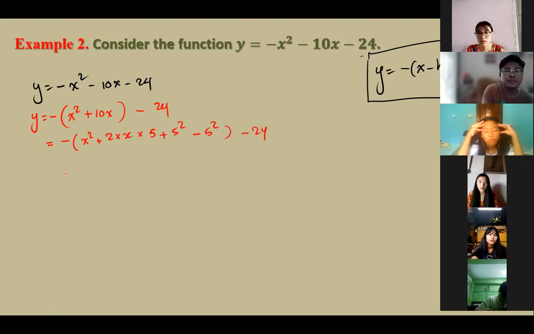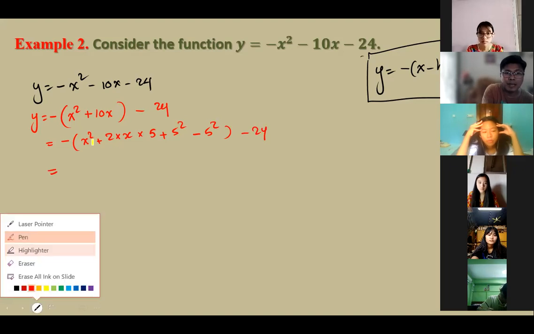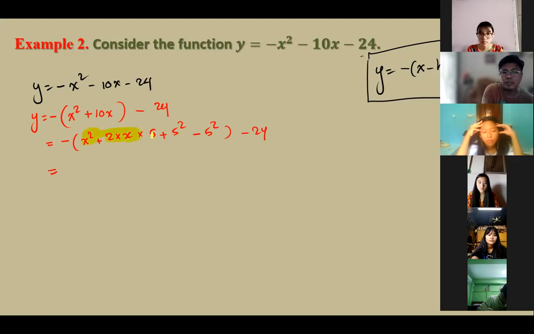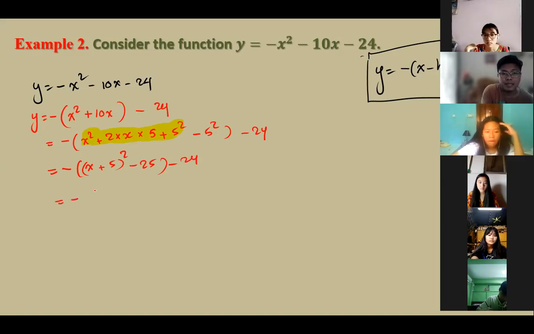Plus 10x minus 24. We highlight this part to make it a perfect square. Minus x plus 5 the whole square, minus 25, minus 24.